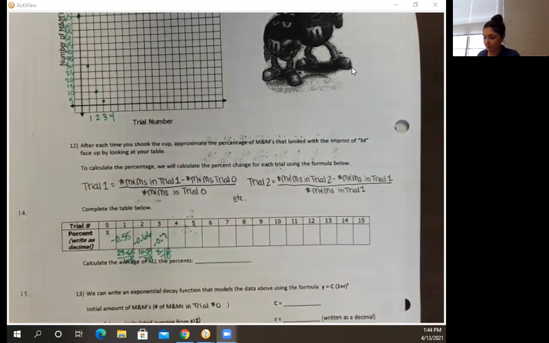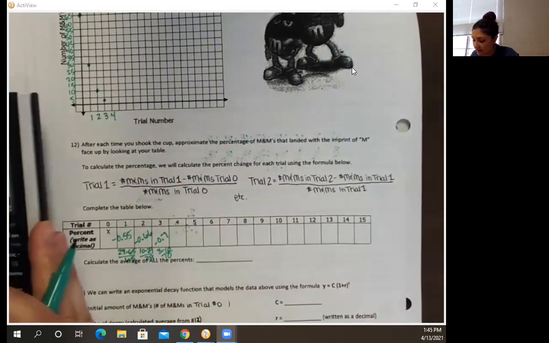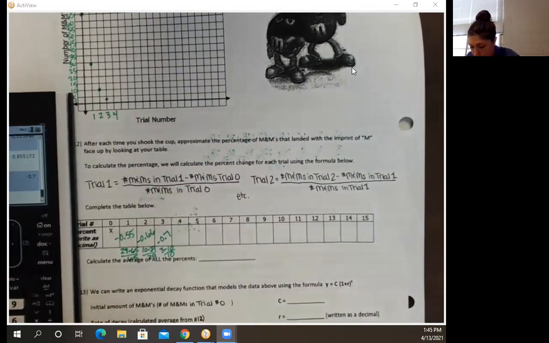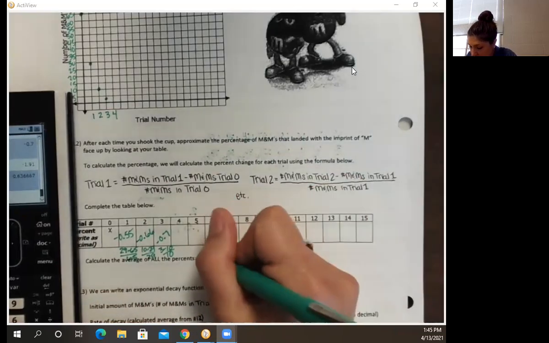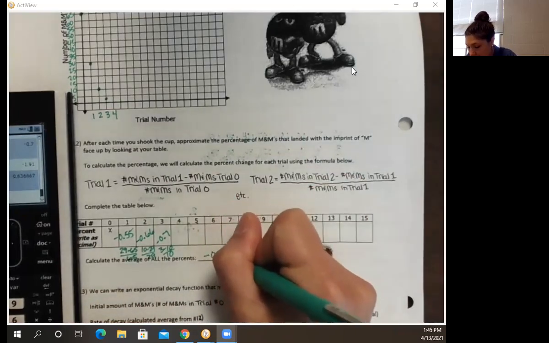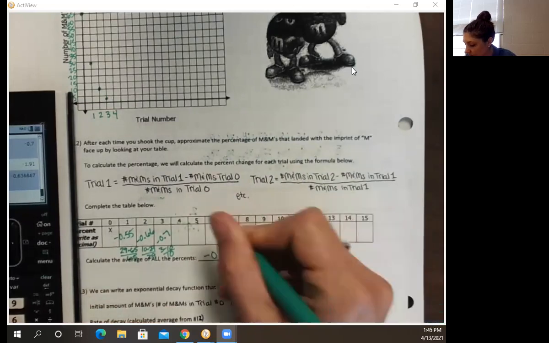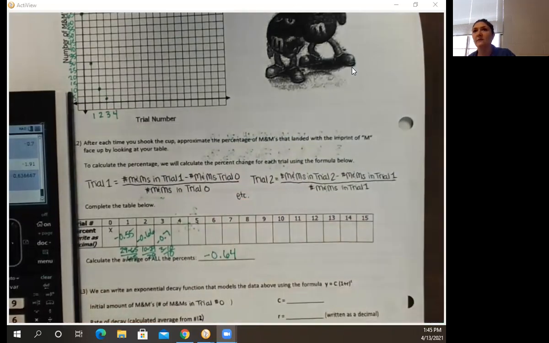I'm going to calculate the average of these. So negative 0.55 plus negative 0.66 plus negative 0.7 and divide by 3. I get negative 0.63 and then 6 repeating, so I'll do negative 0.64 there.